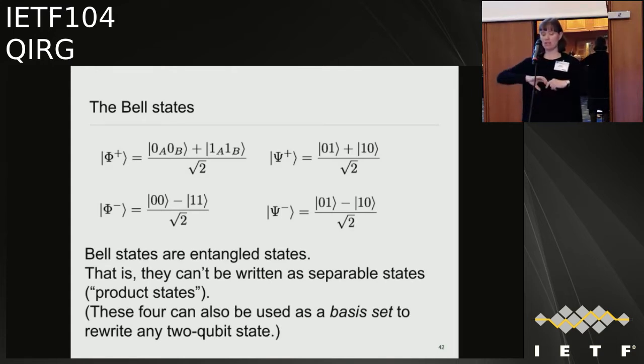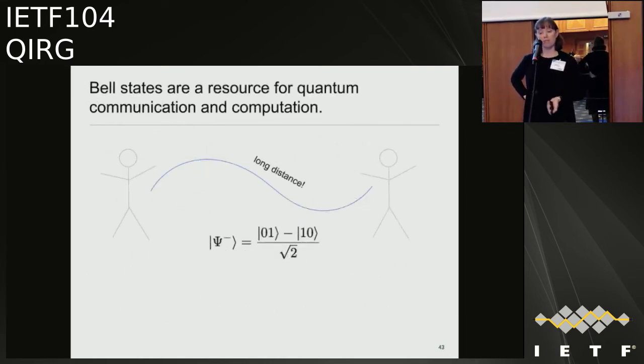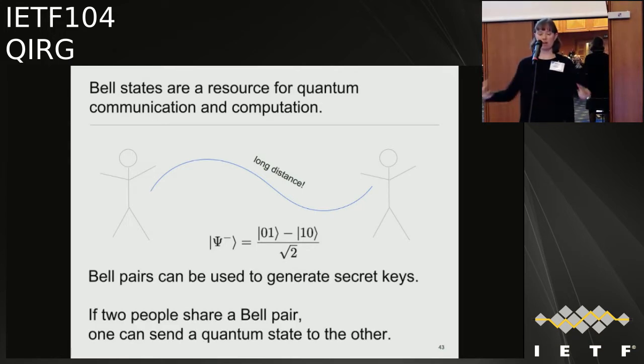Entangled states, we say that they can't mathematically be rewritten as separable states. And they can also be used as a basis set to rewrite any state of 2 quantum bits. And we like to describe these states as a resource, both for quantum communication and for quantum computation. So we talk, as I suggested before, about two people sharing a Bell pair. We mean that of these two qubits, one person is in possession of one, the other is in possession of the other. And that Bell pair is exactly what can be used to generate secret keys. And that's back to what Rod pointed out in his earlier slides.